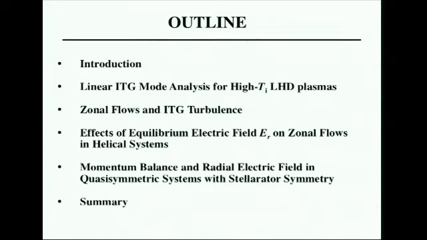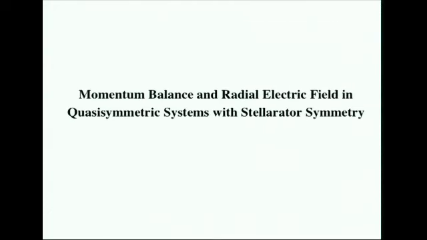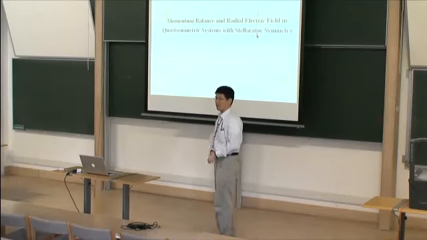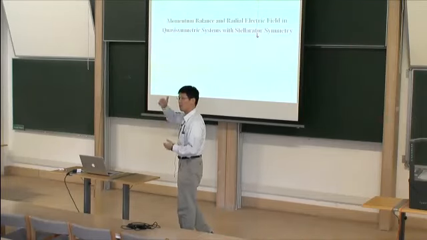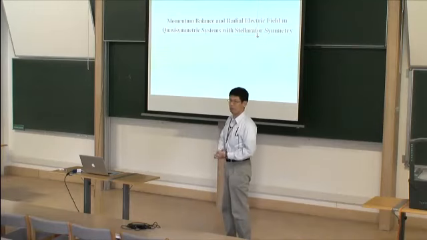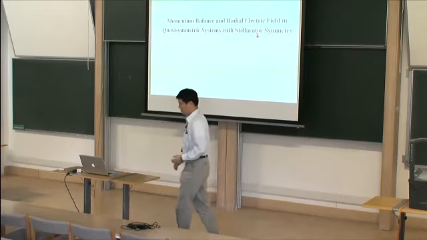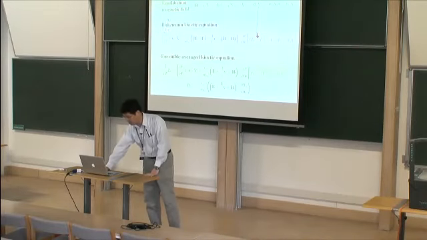And this is the outline of my talk, but I'd like to change the order of these things. First I'd like to talk about momentum balance and radial electric field in quasi-symmetric systems with stellarator symmetry, because this morning's talk and also yesterday's talks about momentum transfer are very much related to this study.